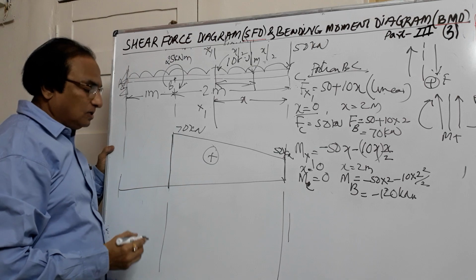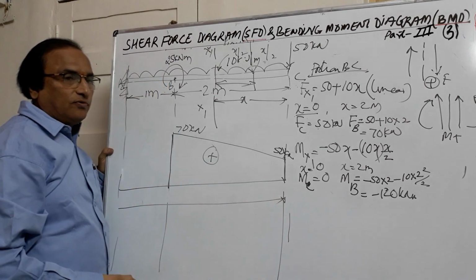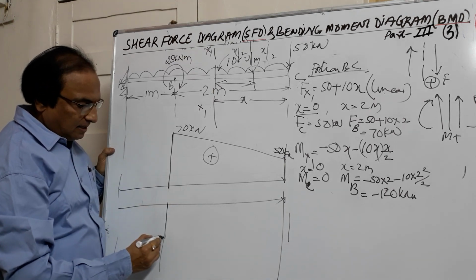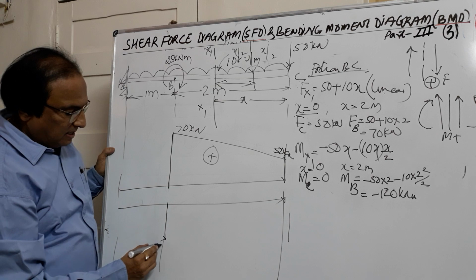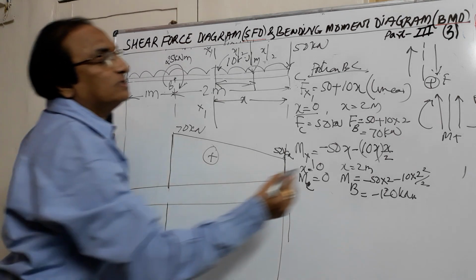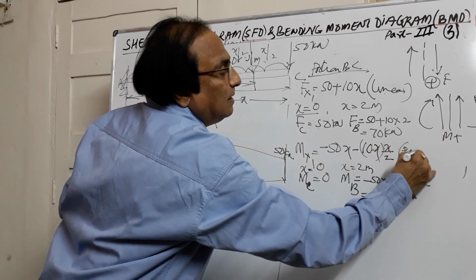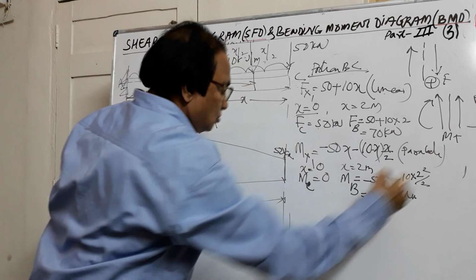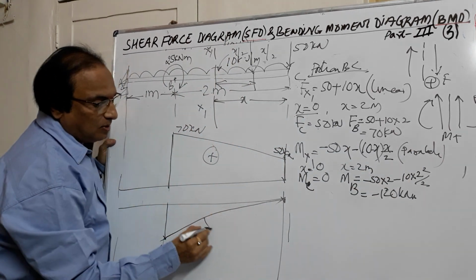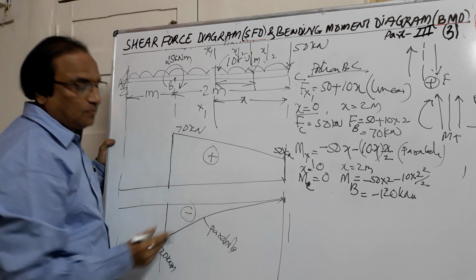Minus 120 kilonewton meter. So if I draw the bending moment diagram here, moment is 0 at the cantilever free end. Here it is minus 120 kilonewton meter. And if you see the type of distribution, it is parabolic, x squared. So join these 2 points by a parabola. And this portion is negative.